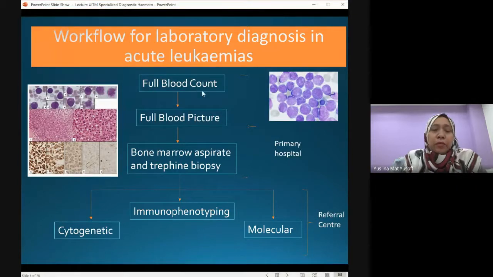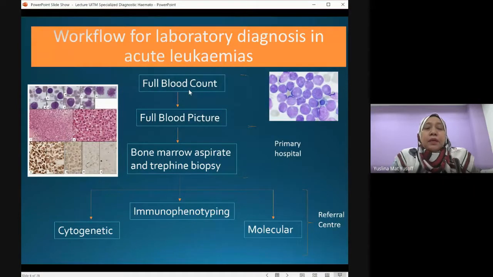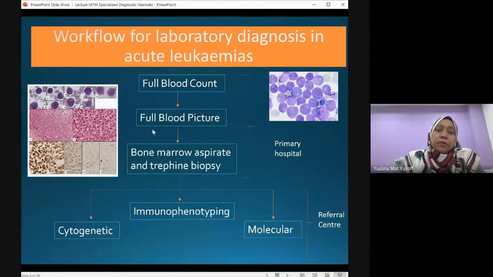So what usually happens in the ward, the doctor will do a full blood count. I think you all know that we will usually find a high white cell count. Then we will usually do a full blood picture. This is what we can see in the full blood picture: these are the leukemic cells, or what we call blast cells.